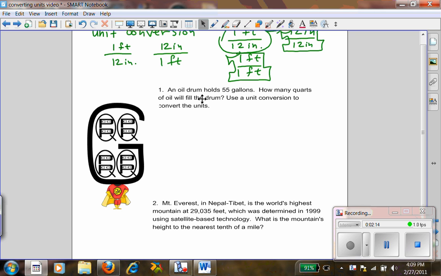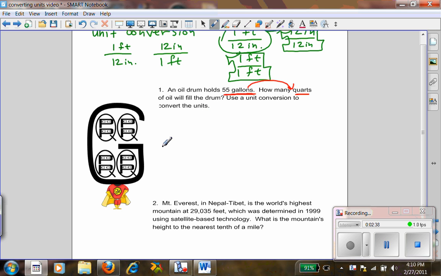So right now you're probably thinking, what is she talking about? So let's look at an example, and that might help you out. Okay, it says an oil drum holds 55 gallons. That's important. I'm going to underline that. How many quarts of oil will fill the drum? So we want to change from gallons to quarts. That's what I'm converting to. Gallons to quarts. Use a unit conversion to convert the units.